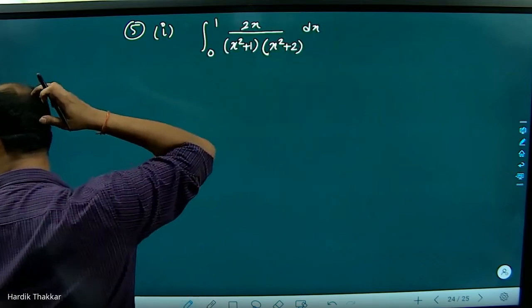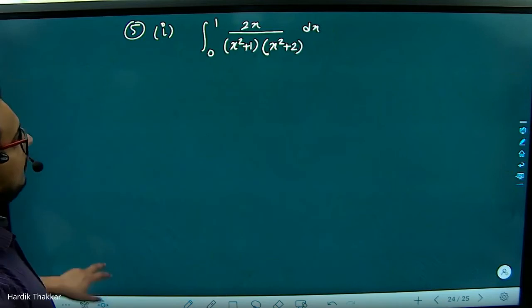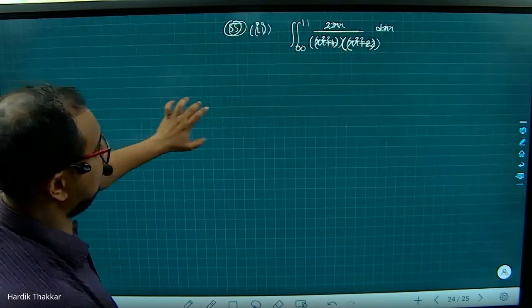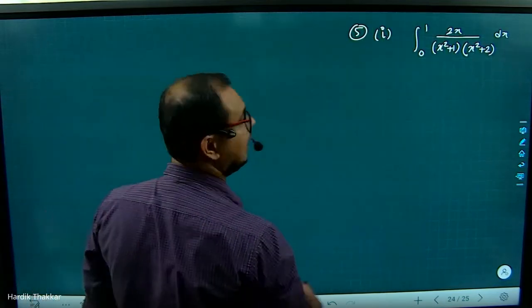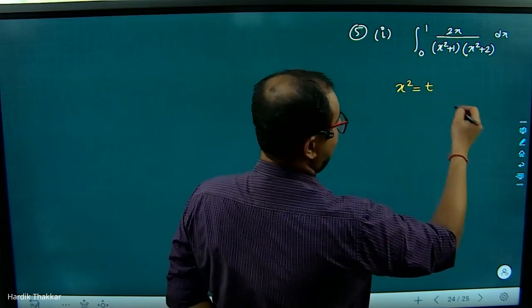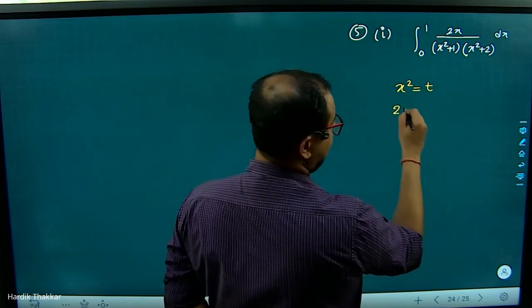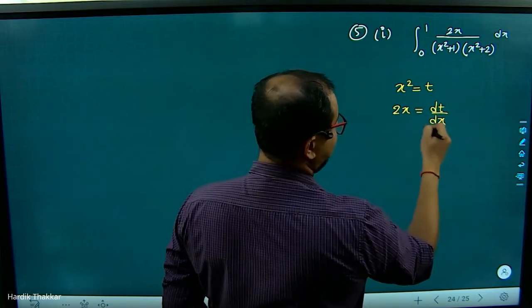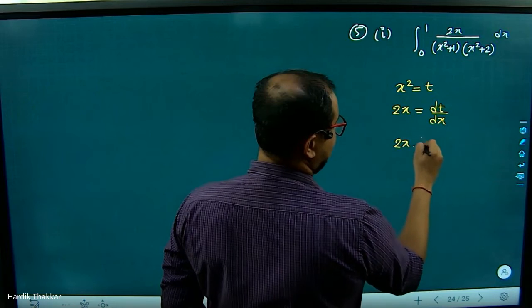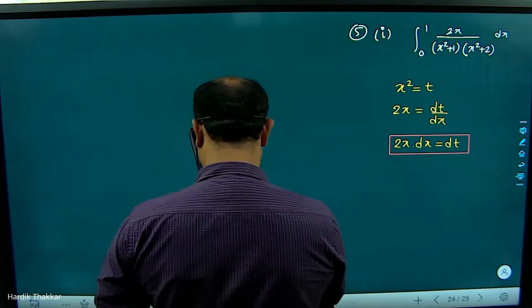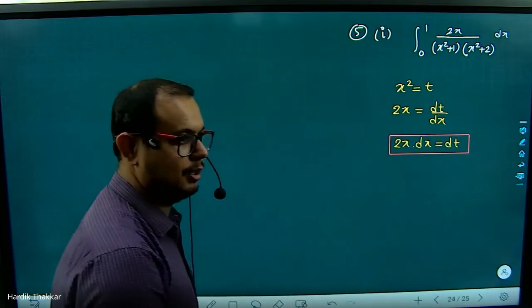Okay. So first step, what we can do here is apply substitution. We can replace x square with t. When we differentiate x square, its derivative will be 2x, and the derivative of t will be dt by dx. Further, we can write 2x dx is equal to dt. Okay. Yes, sir. Now I'll be able to solve. Okay. So that's it. I can leave this question now.